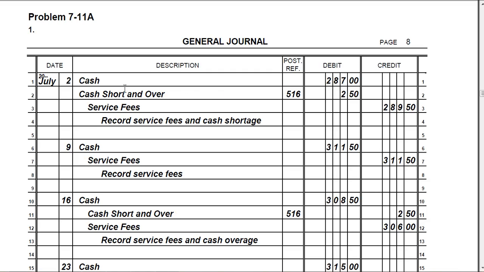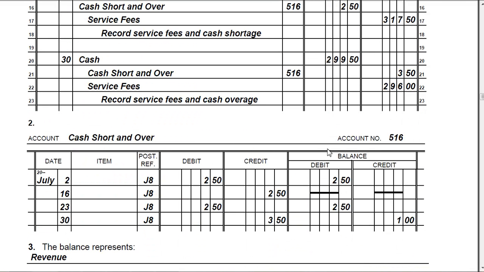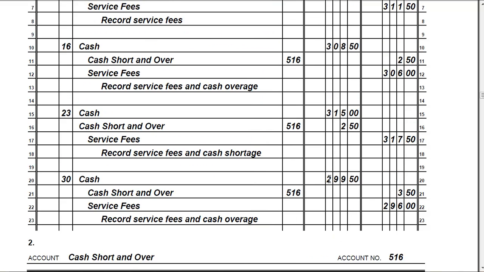So I'm going to scroll down, and since on the second we debited the cash short and over, I'm going to scroll down to the ledger account. So on July 2nd, from page J8, we debited it. And then we calculate our balance. We had 0 in there, so now we have a $2 balance.